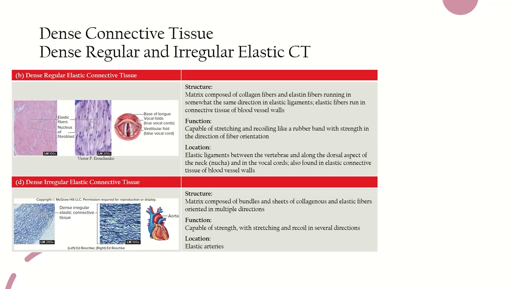Dense regular elastic connective tissue. This is where you need the tissue to stretch or move something. Your vocal cords are a great example of this one. Or you have dense irregular elastic connective tissue. Could be your elastic arteries, like specifically your aorta or any high pressure artery, right? Because it needs to expand to the increasing pressure resulting from a heart contraction, but not burst, and also return back to its normal pre-contraction shape.